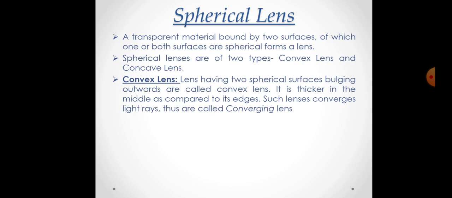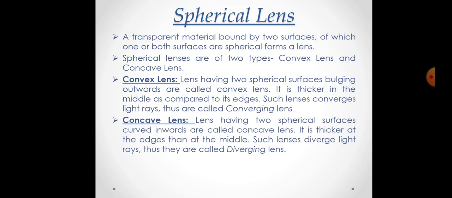A convex lens converges light rays, thus it is called a converging lens. Convex lenses are also called converging lenses. Next is the concave lens. A lens having two spherical surfaces curved inwards is called a concave lens. It is thicker at the edges than at the middle.